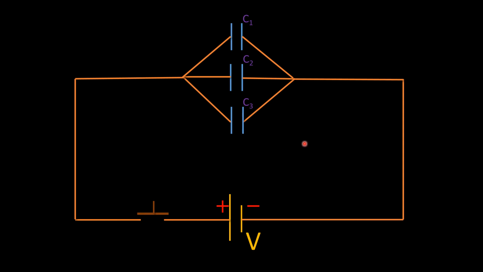So potential across C1 is V volt, potential across C2 is V volt, potential across C3 is also V volt. So we can say that parallel combination is when capacitors are connected in such a way that potential across each capacitor is the same. And now my problem is I don't want three capacitors. I want a single capacitor which I can replace these three with, and I don't want any other change in my circuit. So what should be the value of equivalent capacitance?